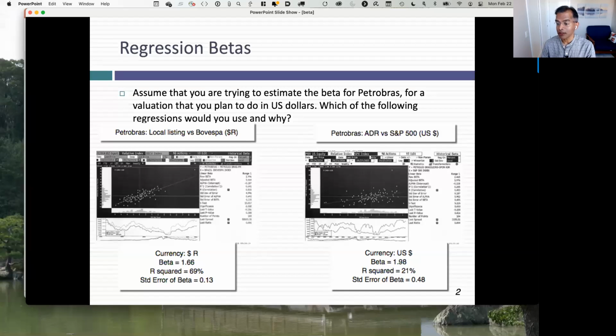It doesn't measure risk in the company because Petrobras is owned not just by Brazilians owning the Bovespa, it's owned by institutional investors who have Petrobras as part of their portfolio. So it can't be R squared. So what should I use? Should I go with a higher beta? That's the conservative thing to do, right? It's always better to go with more conservative numbers.